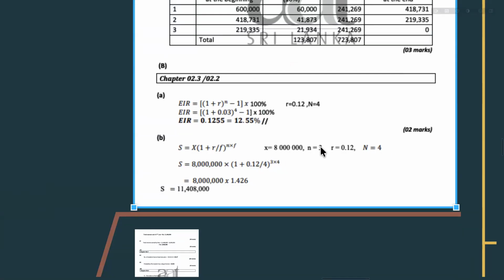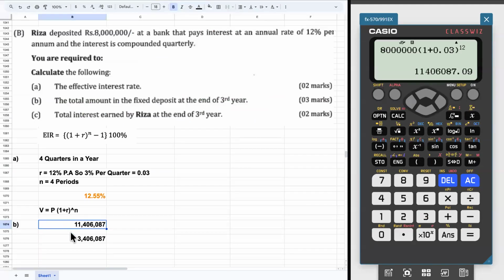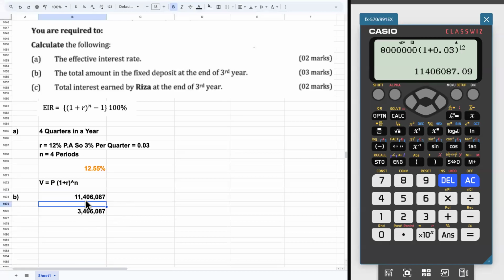8 million is the amount, N is 3 years, r is 0.12 and n is equal to 4. So here's the formula: 8 million times (1 plus 0.12 divided by 4). So they're actually using 0.03 and 3 into 4. So it's correct. But what has happened is they have taken this value to 3 decimals, but we have taken the full value. That's why it is different. But that answer is correct. You don't need to worry about the exact figure. They will give you the marks for this, okay?